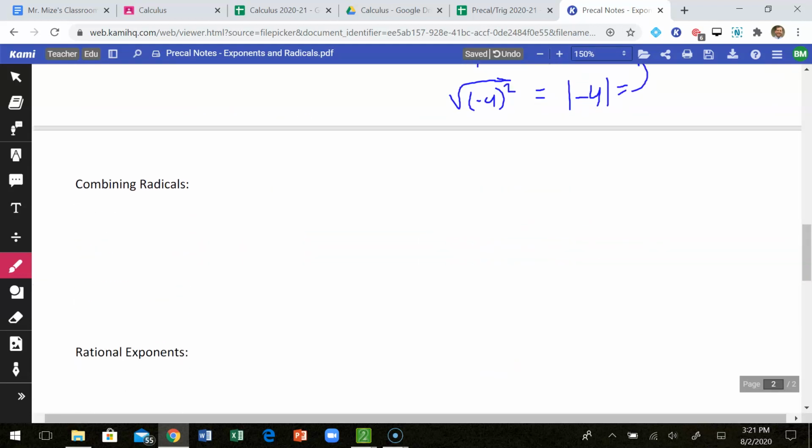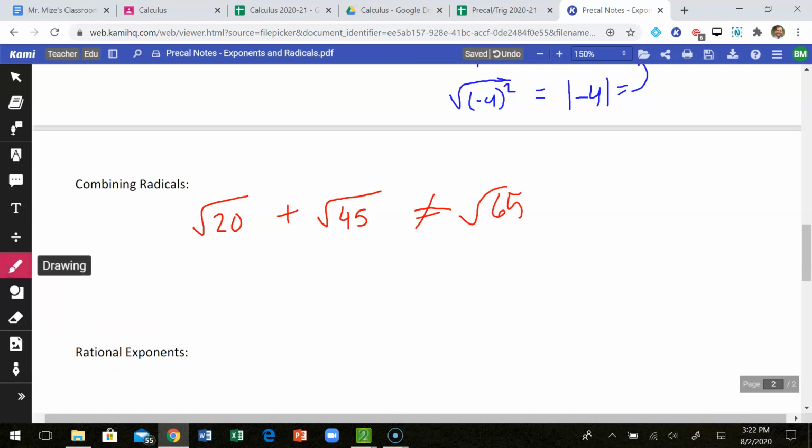But if I wanted to add them together, so let's say I wanted to add the square root of 20 plus the square root of 45. Okay, square root of 20 plus the square root of 45. I can't just say the square root of 65. That is not true. Do not do that. Some people will try to do that. That is not how you do that.